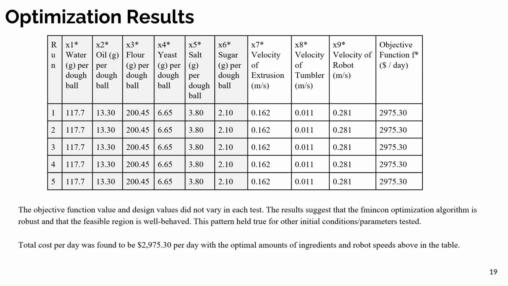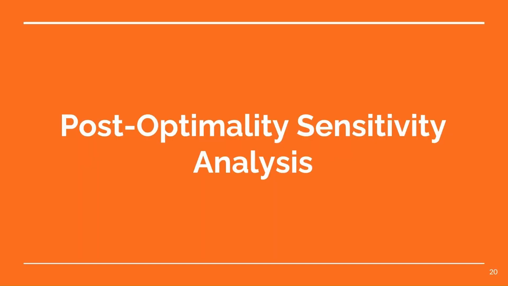The total cost per day, which is our objective function goal, was found to be $2,975.30 per day, with our optimal amounts of ingredients and the robot speeds shown above in the table. And as you can see, just glancing at the table, the values did not change through each run. And now I'll kick it over to Madeline for our post-optimality sensitivity analysis.